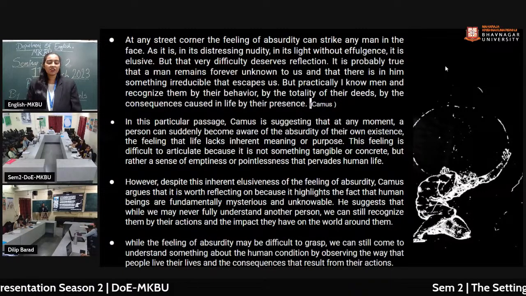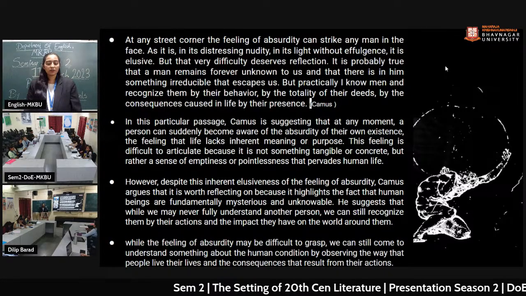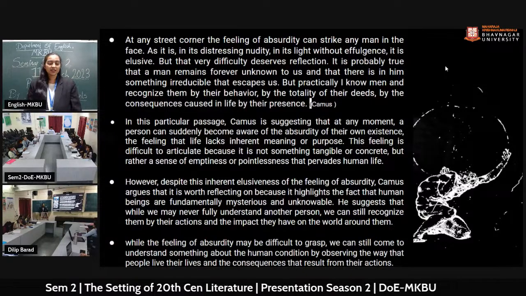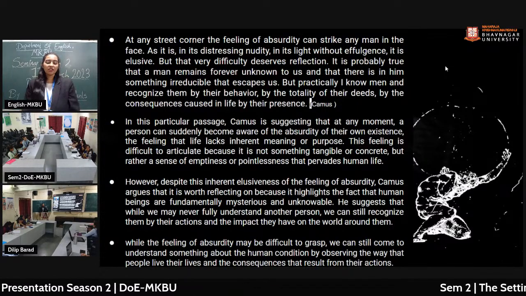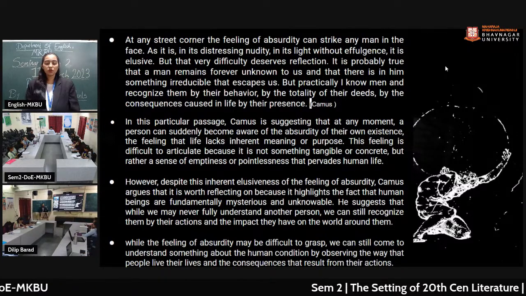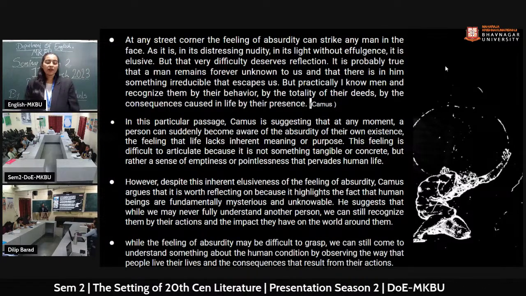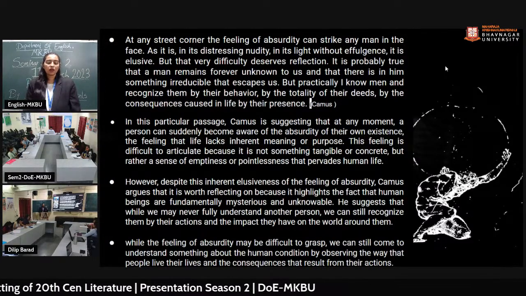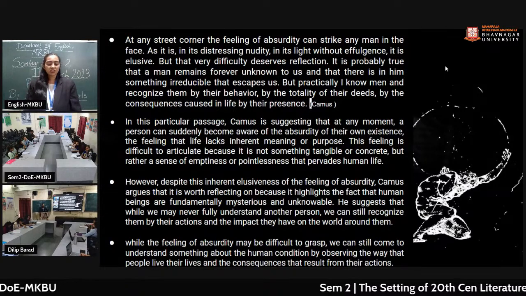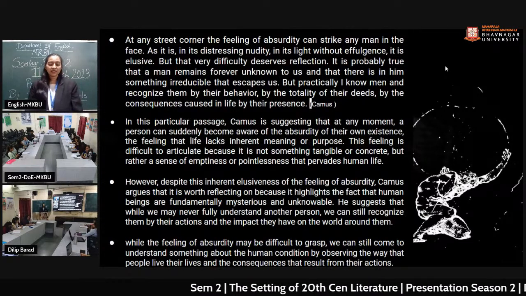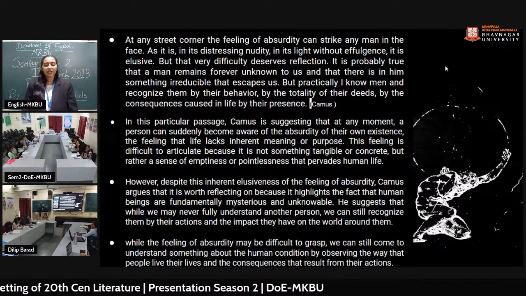However, despite the exclusive nature of the feeling of absurdity, Camus argues that it is worth reflecting on because it highlights the fact that human beings are fundamentally mysterious and unknowable. He suggests that while we may never fully understand another person, we can still recognize them by their actions and the impact they have on the world around them. While the feeling of absurdity may be difficult to grasp, we can still come to understand something about the human condition by observing the way people live their lives and the consequences that result from their actions.